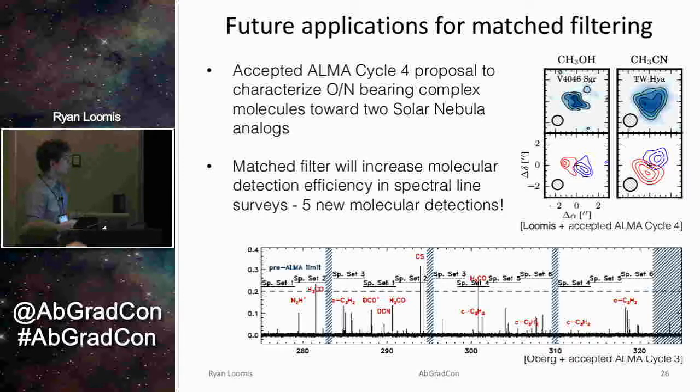And one thing that we're really hoping to do is apply it to spectral line surveys, where we can start to look for all sorts of different lines of complex species and look for ones that we might not have thought would be there in the first place. Already from one of these surveys, we have 5 new molecular detections.